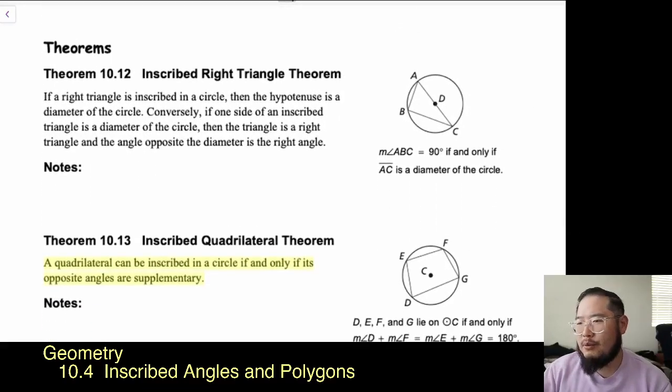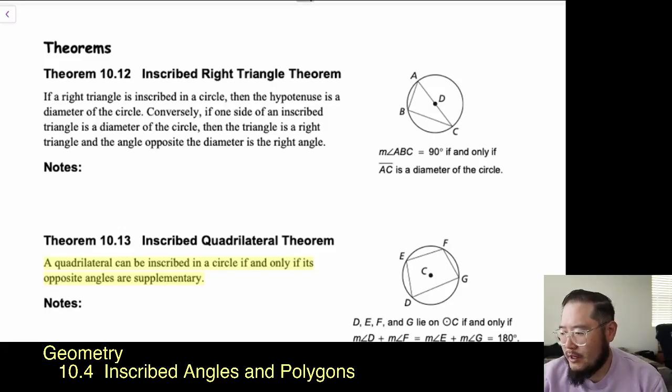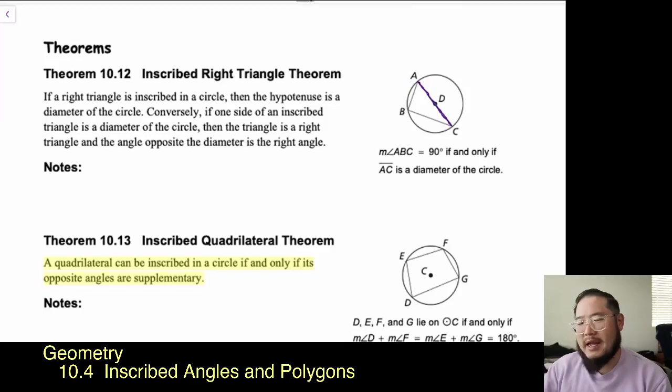We move on to theorem 10.12, the inscribed right triangle theorem. How do I know right here that this happens to be a right triangle? One, you can see that I've got this segment, and this segment goes across through the center, meaning it's the diameter. So you have to have one of the sides be the diameter. It says this: if a right triangle is inscribed in a circle, then the hypotenuse is the diameter of the circle.